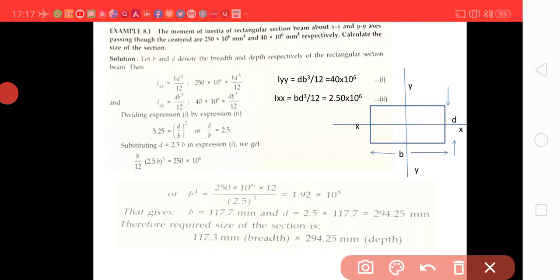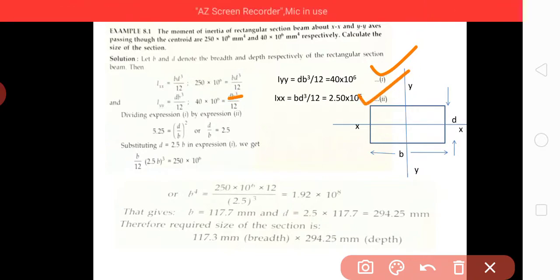It is a very, very simple problem. We know IX, this is B, this is D. So, for IXX, BD cube by 12 equal to 40 into 10 to the power 6. Then IYY is DB cube by 12, writing the values again, and then dividing first by second, you will find 6.25 equal to D upon B square, or D by B equal to 2.5 here.